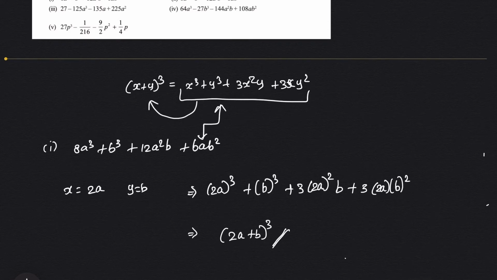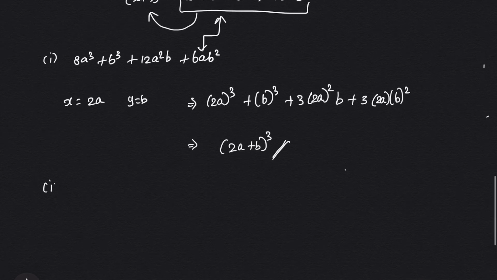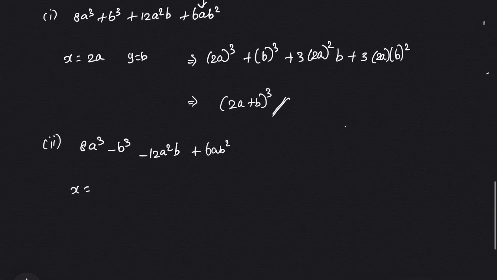That's it. Then question number 2. The given question is 8a cube minus b cube minus 12a square b plus 6a b square. So compare the first and second, both are the same, but only the sign is different for b terms. That means x is equal to 2a only, then y value differs. So here b, but this second question is minus b. The remaining will be same for all.